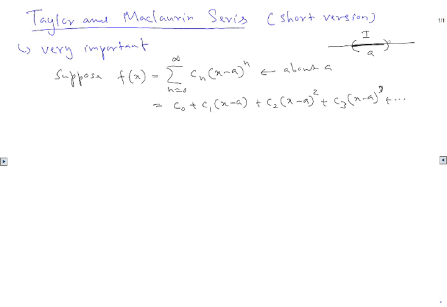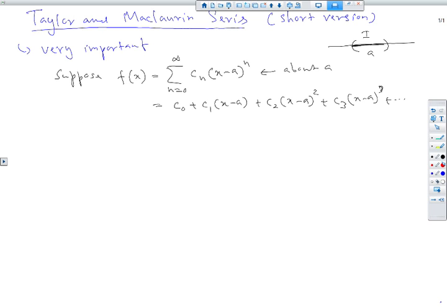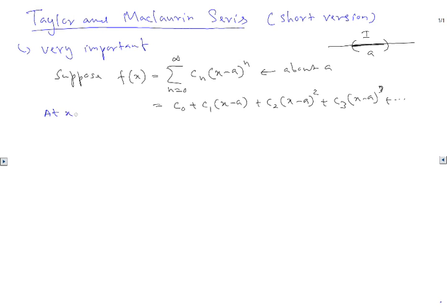Okay, so let's plug in a. If you substitute a, what happens? At x equals a, it is f(a). If you plug in a, what's going to happen? c0 plus, you see when you plug in a, this is going to be 0. The second term, third term, 0. So all those terms are going to be 0 except the first one. So this says that c0 is simply equal to f(a). So we know the first coefficient.